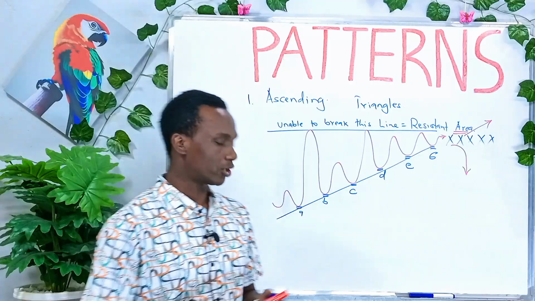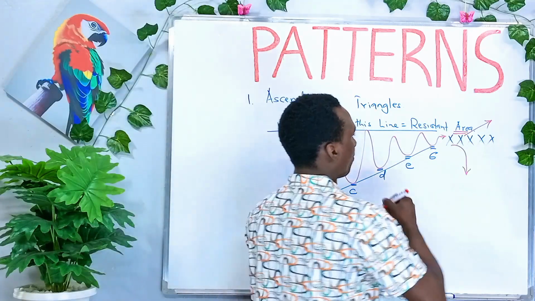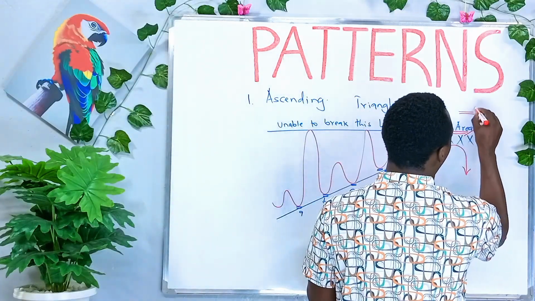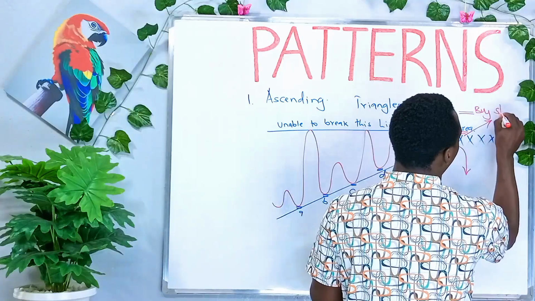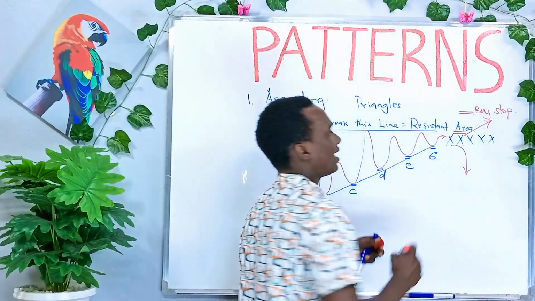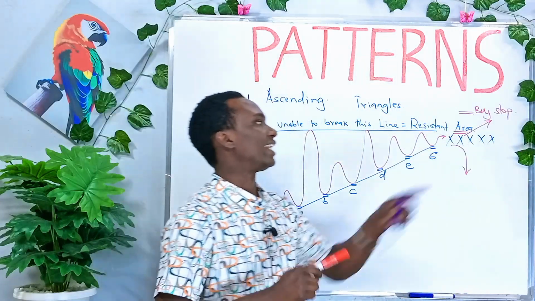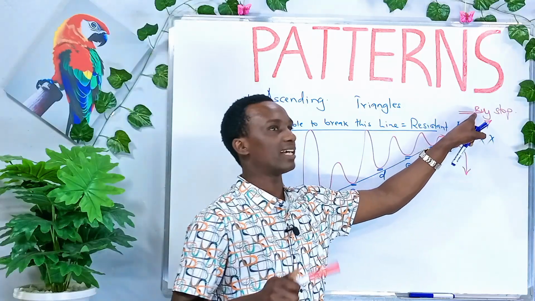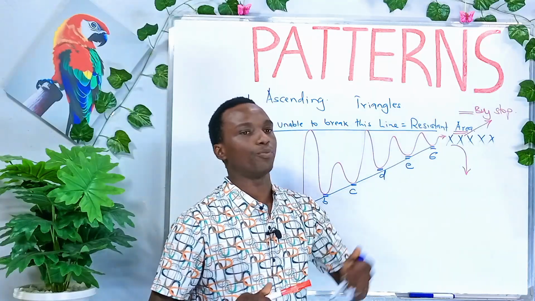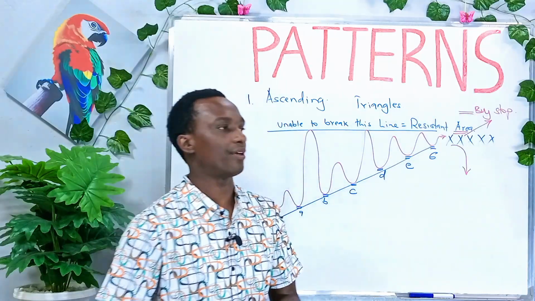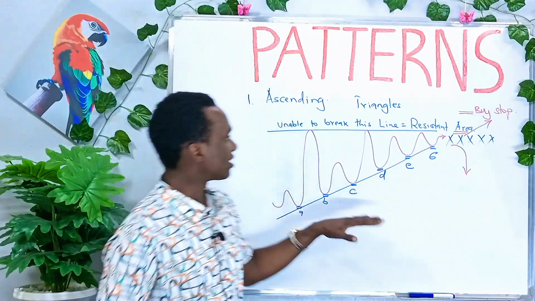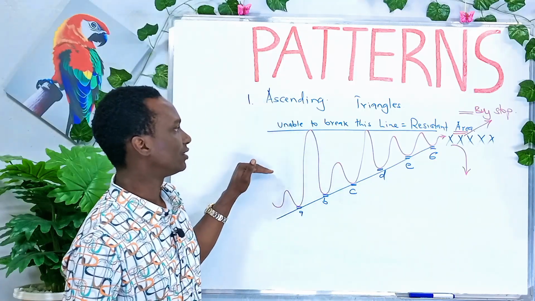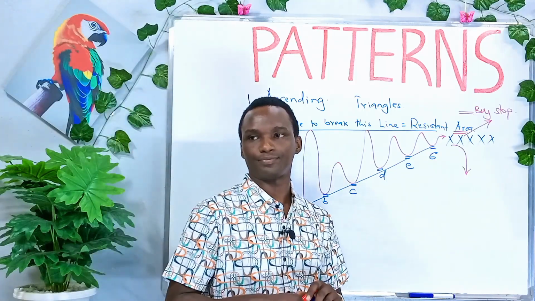Okay? Good. So in this case, you may place some buy stop orders above this resistance area so that in case there is a valid breakout, it gets you into that trade and you may go higher with the buys. All right, so this is all about the ascending triangle.